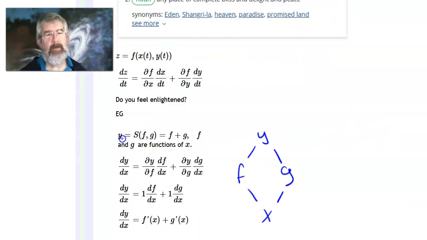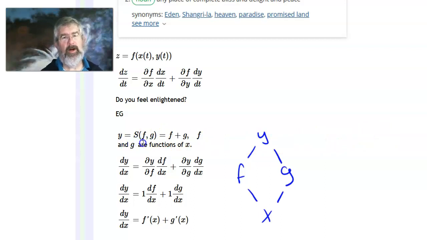Here's the deal. I've got y is a function of f and g, which are functions of x. Okay, so the diagram looks like this. I'm using different letters than up here, but you'll see the reason. So y is a function of f and g, and they are functions of x. So that chain rule tells me that the derivative of y with respect to x, there are two paths to go through here, is the partial of y with respect to f times df/dx, that's this path, plus the partial of y with respect to g times dg/dx, that's that path.